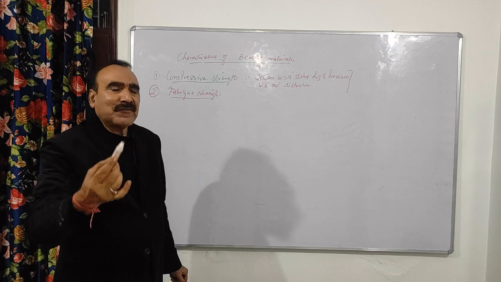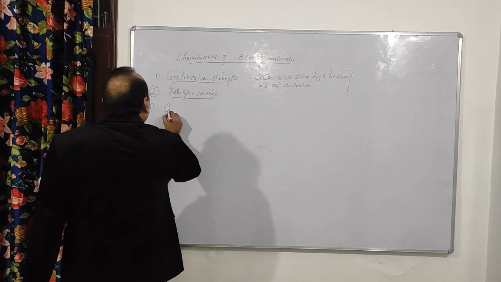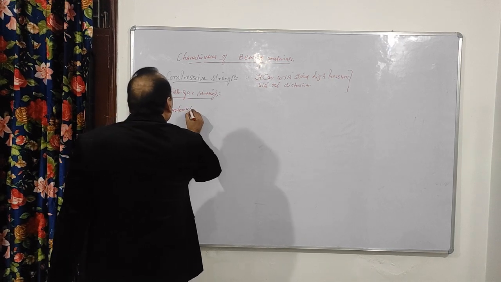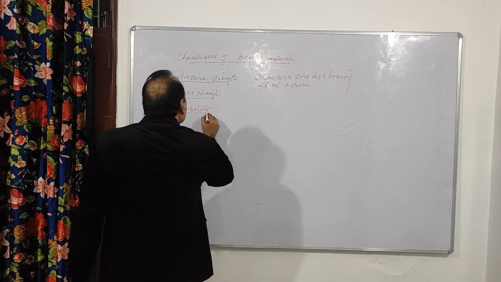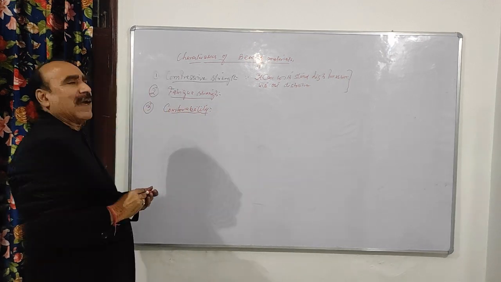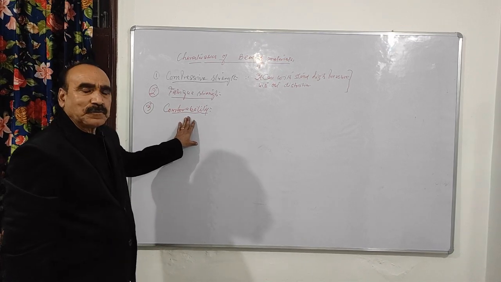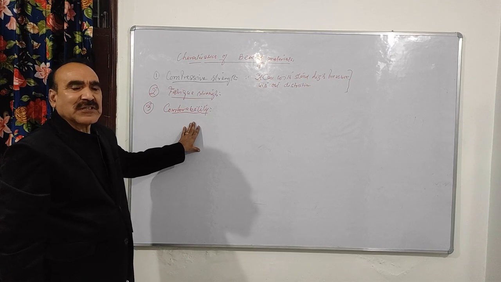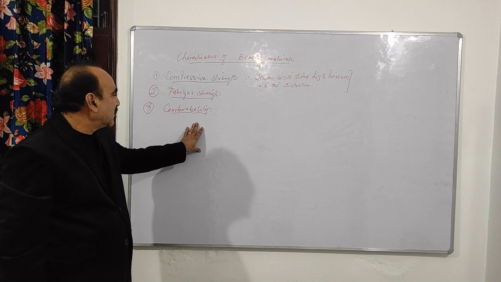अब थर्ड है कंफर्टेबिलिटी. थर्ड क्या है? कंफर्टेबिलिटी. कंफर्टेबिलिटी क्या है? This is the property of the material which can adjust the deformation, right?